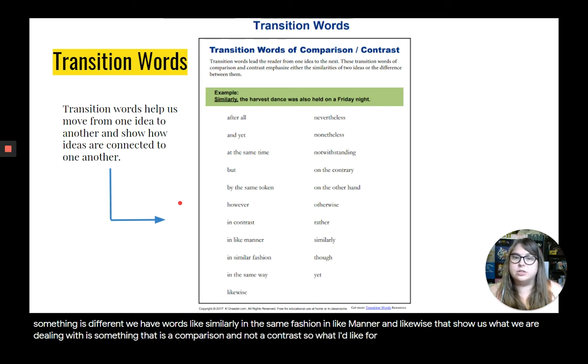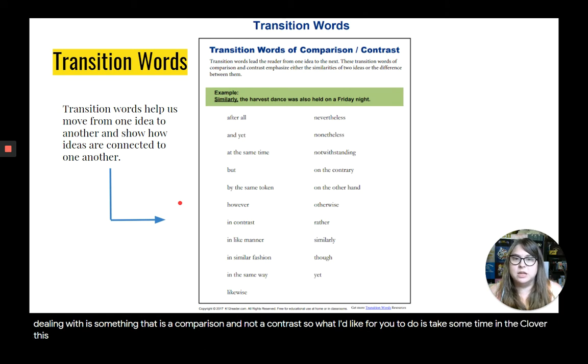So what I'd like for you to do is take some time and look over this list. If there are any words that you're not sure which ones they belong to, send me a message and let me know and we can talk about it.